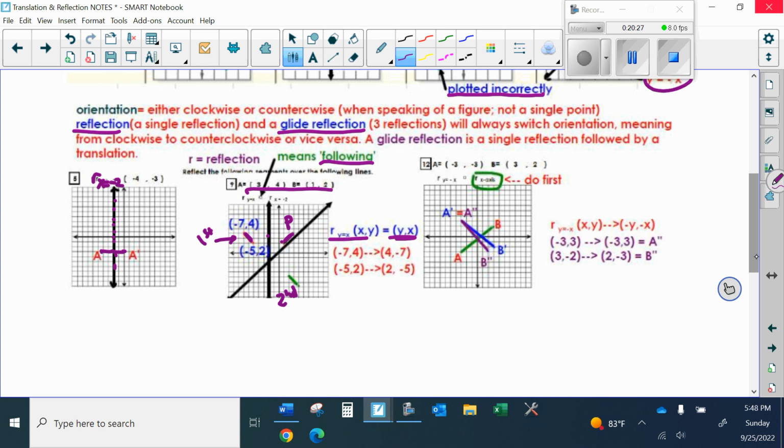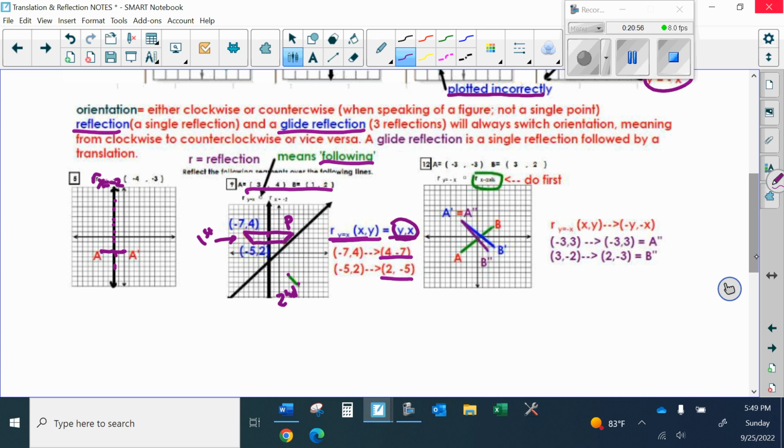So reflect over that. I got the point. On the first one, I had to just count. Count to there, go out that same distance. Count to there, go the same distance. That gives me that point. Then with the reflection over line y equals x, it becomes (y, x), switch them. So I go ahead and switch those right there. (4, negative 7) becomes (negative 7, 4). (negative 5, 2) becomes (2, negative 5). Plot those two.